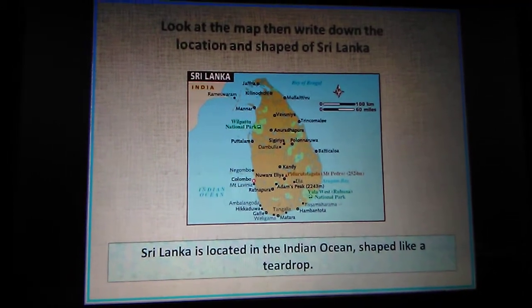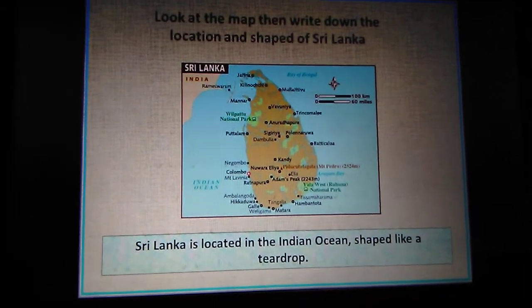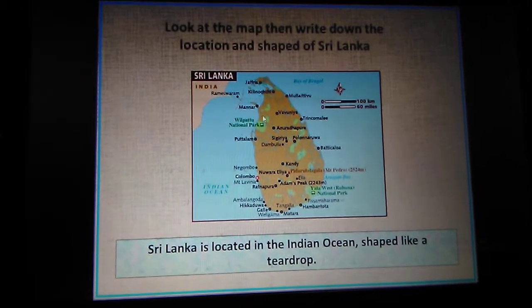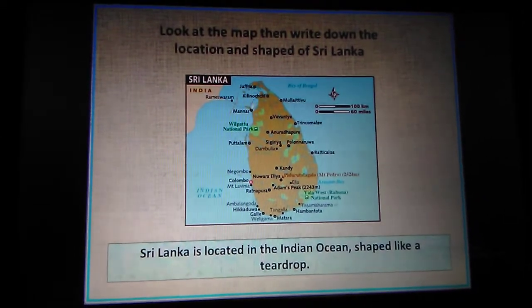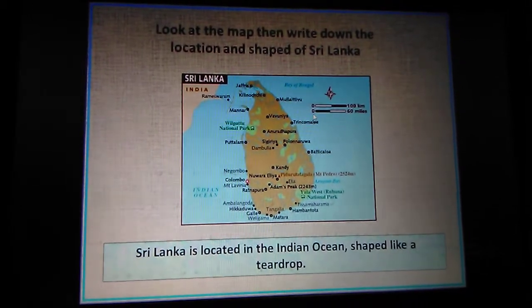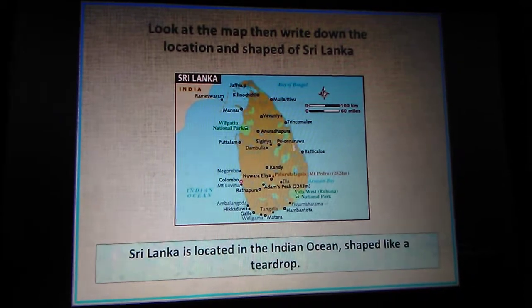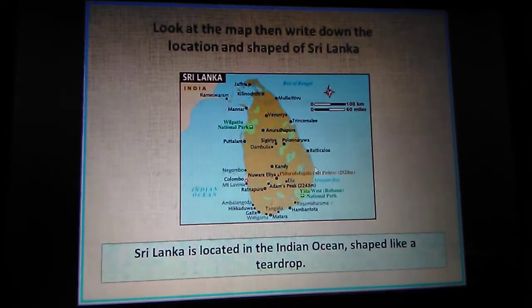Look here, Sri Lanka is called the teardrop of India because it is situated in the Indian Ocean and is shaped like a teardrop. Look here, it is shaped like a teardrop. So as it is situated in the Indian Ocean and looks like a teardrop, that is why it is called the teardrop of India.